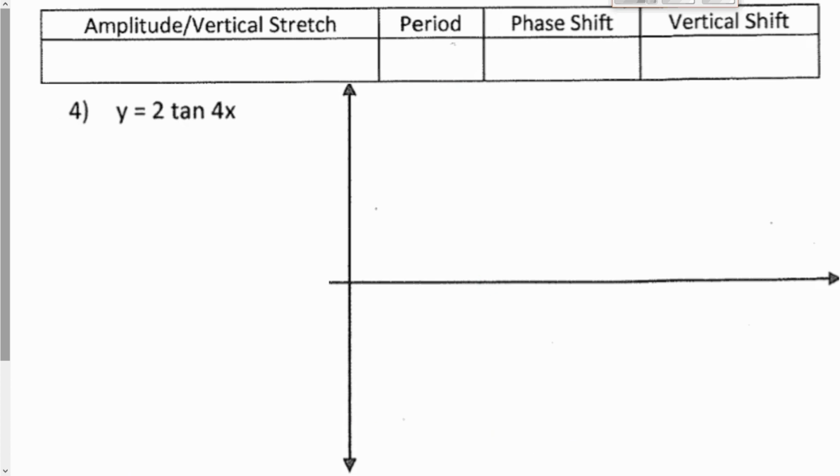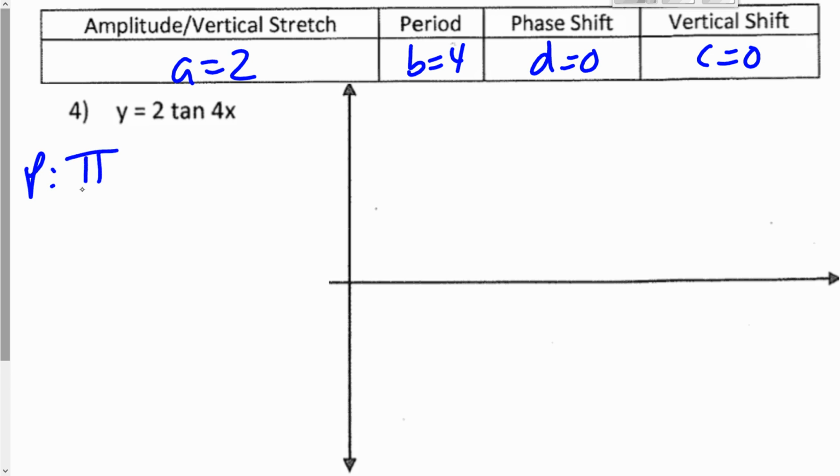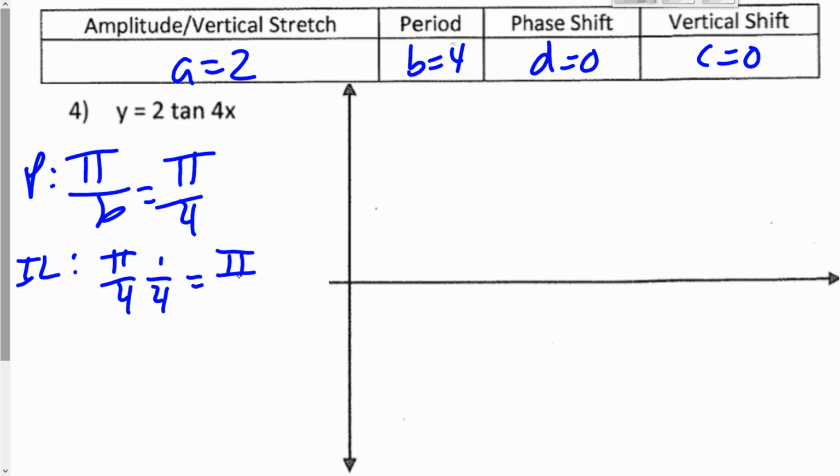Okay, tangent, haven't covered tangent as much, but here we go. So our a equals 2, our b equals 4. That will help us find our period. Our phase shift is 0, and our c is 0. Okay, so tangent, its period length is normally pi. So we take our pi and divide that by b, which is 4, so we get pi fourths. Then to find our interval length, we divide that by 4, which is multiplying by 1/4. So we get pi 16ths as our interval length.